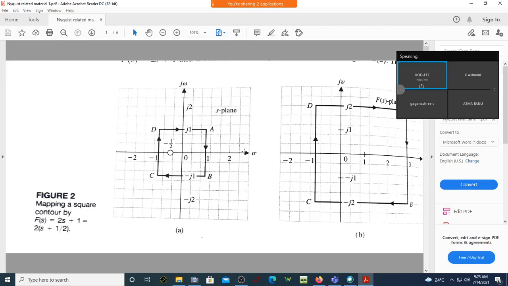If you can see here, is it visible now? Hello? It's visible, sir. Fine.